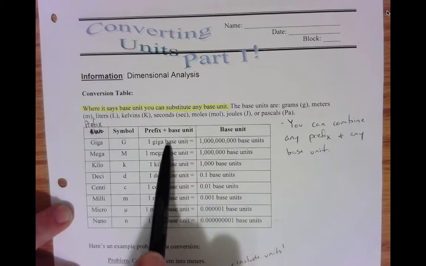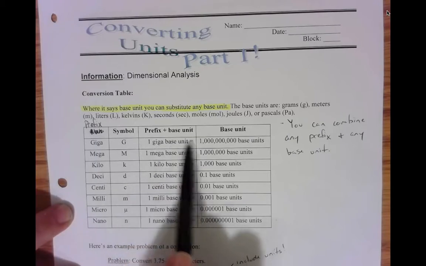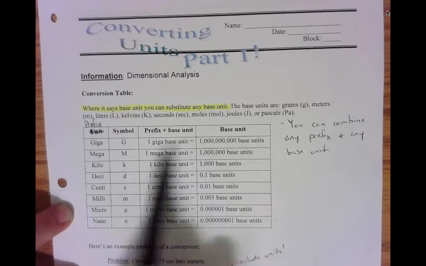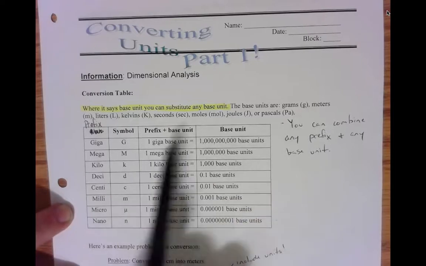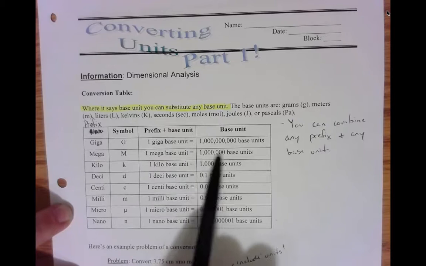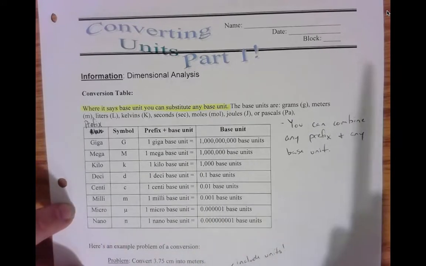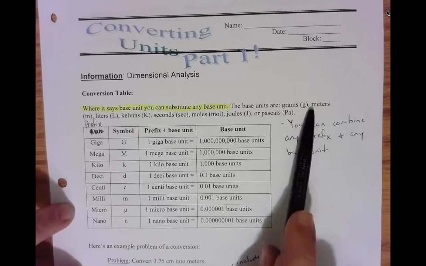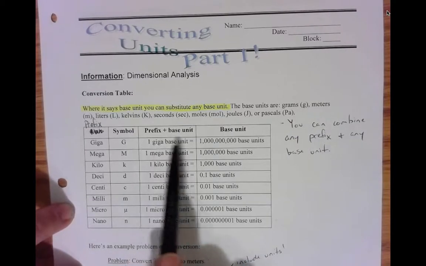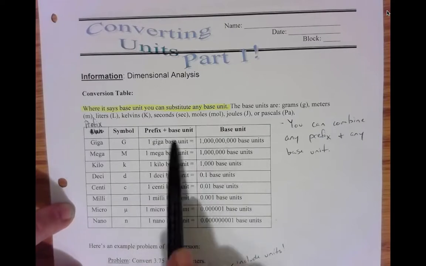So where it says base unit, we can substitute in grams. So what you can see is 1 gigagram is 1 billion grams. We can do the same thing for mega. We can substitute in grams. So where it says 1 megagram is 1 million grams. We can do the same thing for any of these units. It would be the same thing for meters. 1 gigameter is 1 billion meters. 1 megameter is 1 million meters, and so on.